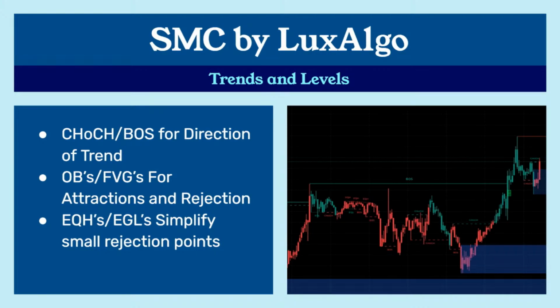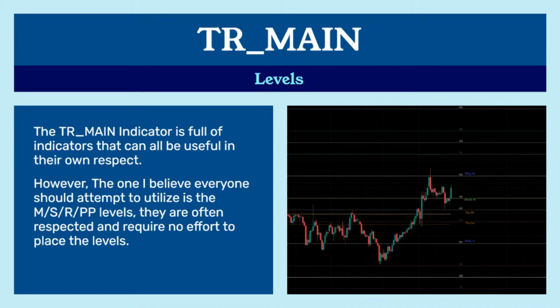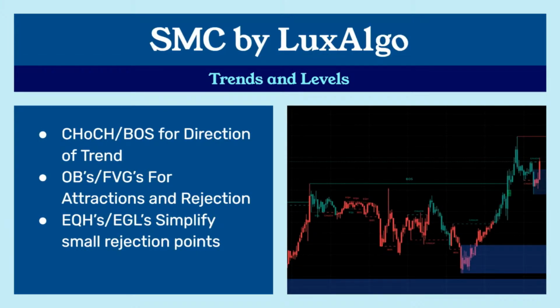these are just some examples of indicators that I personally like to use. They fill in all the gaps of my trading. We'll start here. The EMAs, I use them for short-term trend indication. The TR main, I just use it for the levels so that I know, hey, this is a point of contention or a point of rejection, and also know where price is going to be attracted towards. And then finally, the SMC by Lux Algo. It really hones in that idea of following the trend with the change of character and the break of structure.